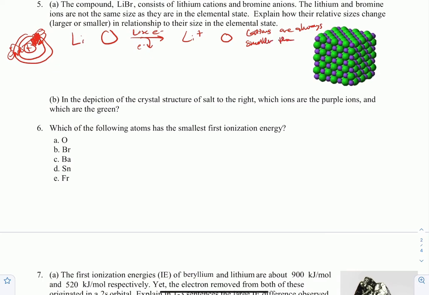Not smaller than any other thing. It'll be relative to whatever the element is that you're working in, than the elemental state. Now, the opposite happens for anions.